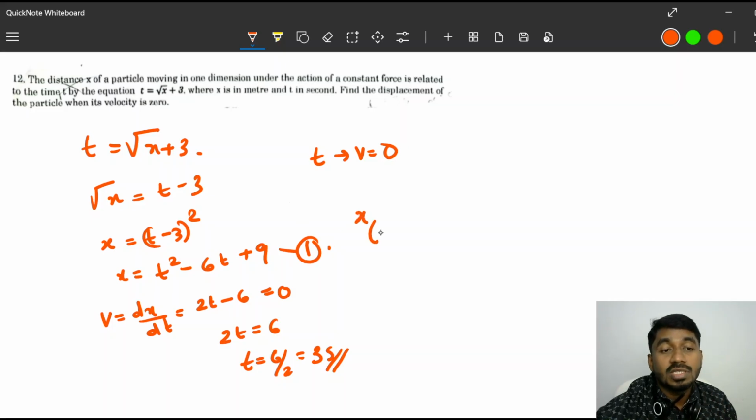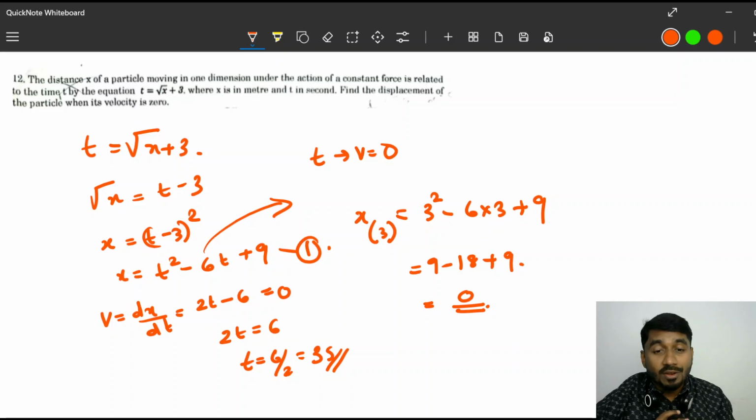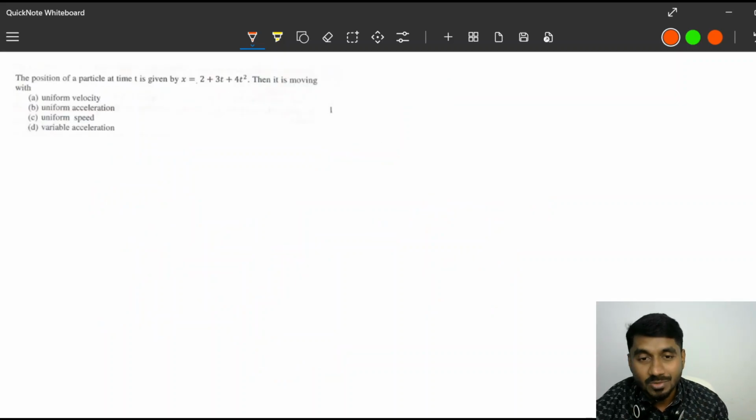Now we can find the position at 3 seconds. It is very simple. Substitute the 3 in this equation number 1. So it becomes 3 square minus 6 into 3 plus 9. So you will get the answer 9 minus 18 plus 9. You will get the answer 0. Clear? So t equal to 3 seconds and you will get the displacement as 0. This is how to answer this question. Now let's move on to the next one.